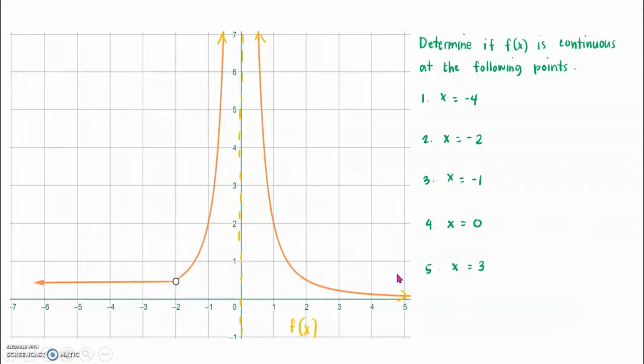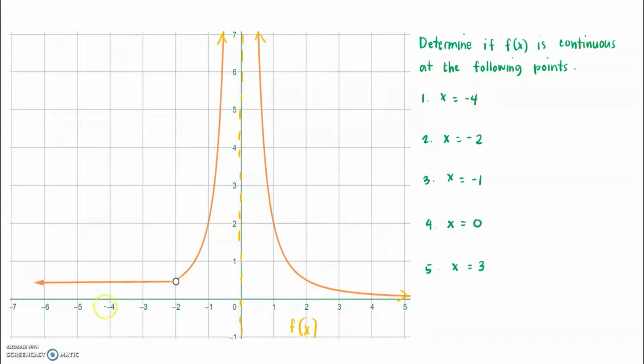Let's have here, okay, now let's have function f of x. This is the graph of our function. We can see at first glance that x equals 0 is the vertical asymptote of our graph. Now let's determine if f of x is continuous at the following points. First, at x equals -4.